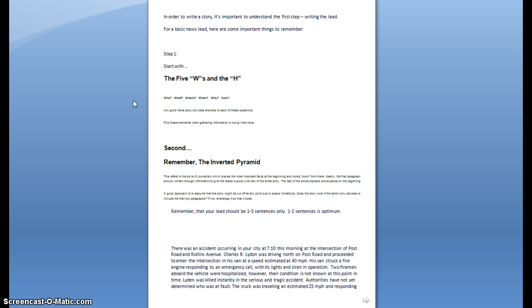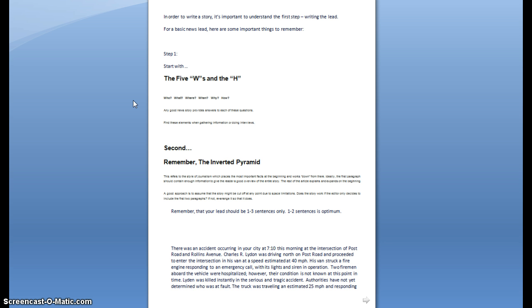The inverted pyramid structure is the basic shape for a news lead. This refers to the style in which the most important things go first. That doesn't necessarily mean that those are the most important things or the first things that you find in your reporting. So you as the journalist must make sure that the information that you find, you put in the correct priority.